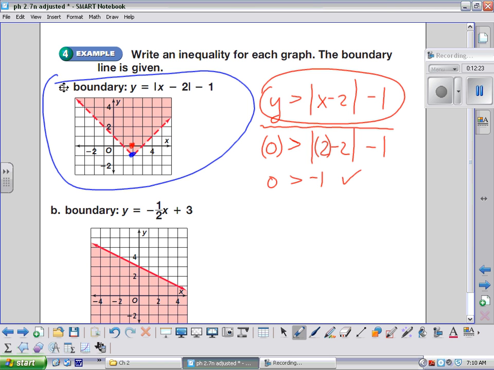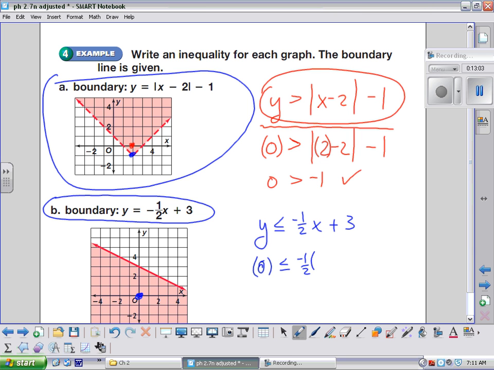Last one. Do the same thing with a linear situation, part B here. I'm anticipating that this is going to be a less than or equal to because it's a solid line. To check this, I'm going to plug in (0, 0), and hopefully it's true because it's already shaded there. Is 0 less than or equal to negative 1/2 times 0 plus 3? Is 0 less than or equal to 3? Check. Again, my anticipation was correct, and we've got this done.